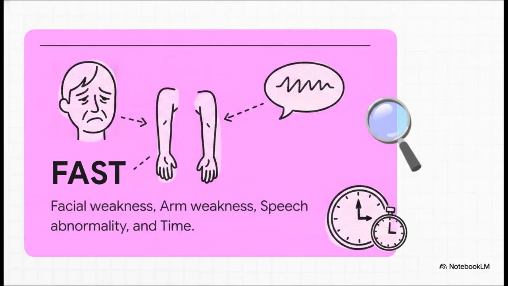But because patients often have no idea they're having a stroke, or they simply can't communicate it, bystanders and clinicians alike need a rapid assessment tool. This brings us to a simple, life-saving acronym: FAST: facial weakness, arm weakness, speech abnormality, and time. It's incredibly simple, right? But teaching this to the lay public and keeping it top of mind in the clinic ensures that the most common physical symptoms of stroke trigger immediate emergency action.